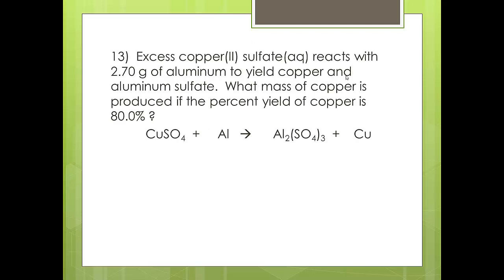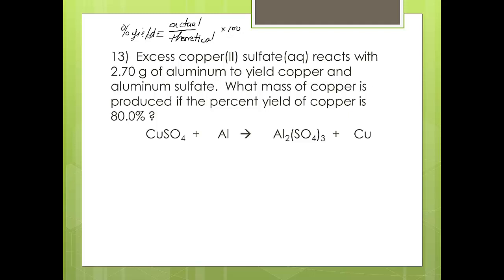Okay, let's look at how some of these problems can look a little different. I have copper 2 sulfate reacts with aluminum, and it's yielding copper and aluminum sulfate. I want to know what mass of copper is produced at the percent yield. So it gave me a percent yield this time, but it didn't give me the actual yield. Well, look at your formula. When I know my percent yield, what is it? It's actual over theoretical times 100.